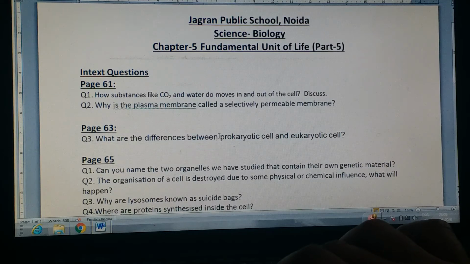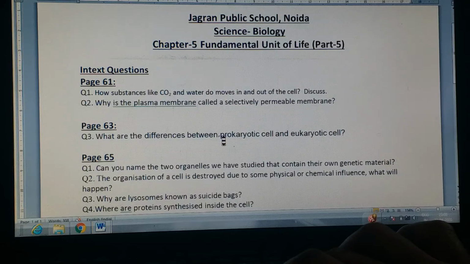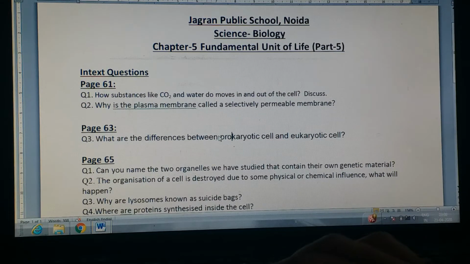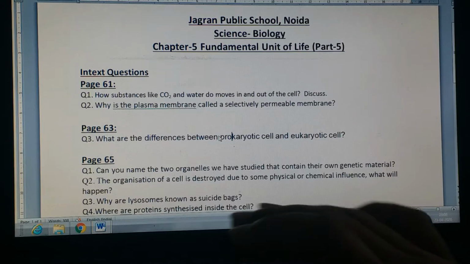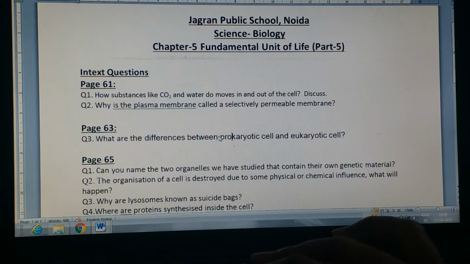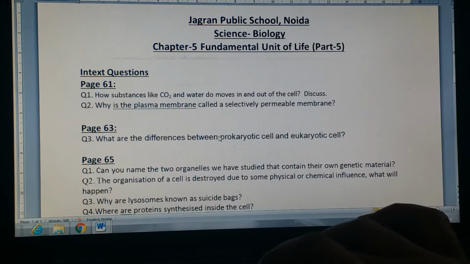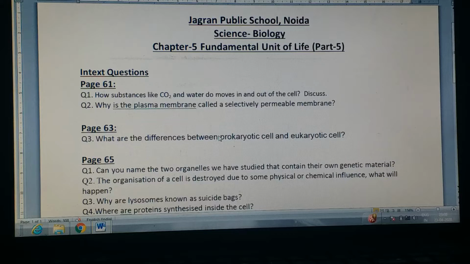So the question is, what is the difference between prokaryotic and eukaryotic cells? Prokaryotic and eukaryotic cells have lots of differences. First of all, their size. A prokaryotic cell is generally small, about 1 to 10 micrometers. While eukaryotic cells are comparatively larger, about 5 to 100 micrometers. Is it clear? Their size.